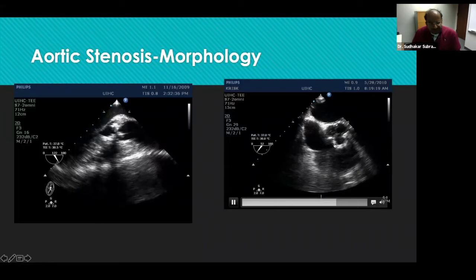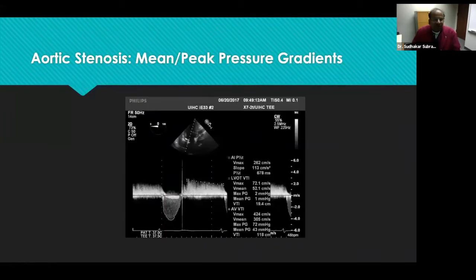So let's move on to some of the quantitative measures. The very first method that comes to mind is obviously to determine the peak velocity, and at the same time we are able to get the mean and the peak gradient. The most common view used is either a deep transgastric long axis or a transgastric long axis, to get the perfect alignment across the aortic valve.